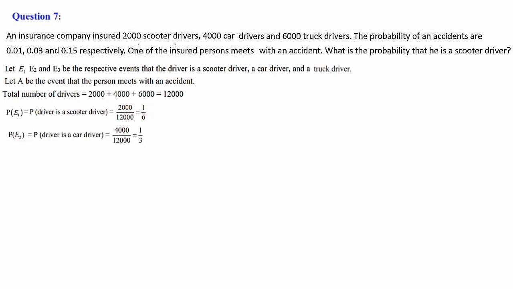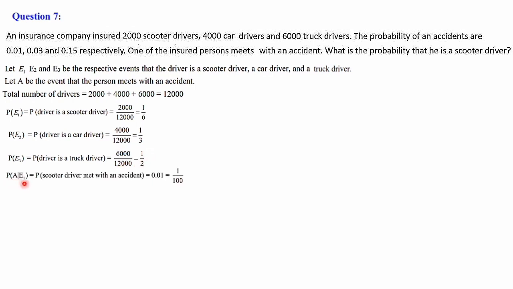Next is P of E2, in the sense he is a car driver. Car drivers we have 4000. So 4000 divided by 12,000. When we cancel with 4000, we will get 1 by 3. Next is P of E3. E3 means he is a truck driver. We have 6000 truck drivers. 6000 by 12,000 is equal to 1 by 2.